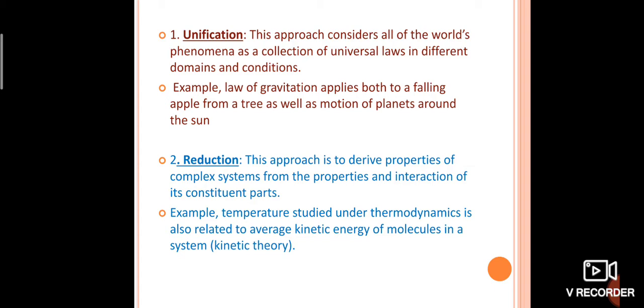Second one is reduction. This is also an approach. This approach derives properties of a complex system from the interaction of its constituent parts. For example, the temperature studied under thermodynamics is also related to the kinetic energy of molecules in a system. These are the two basic quests in physics.